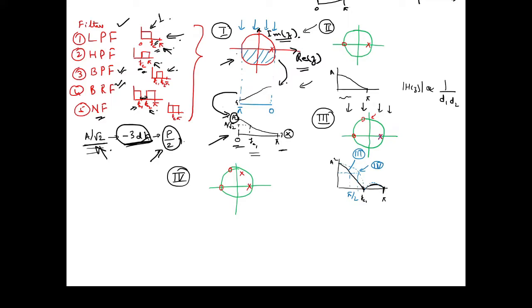When we have placed this pole over here, we have got this plot. Now we are having A, then it is coming down to a particular value at pi, which is very minimal, and then we calculate A by root 2, and after calculating A by root 2, we calculate the FC1.